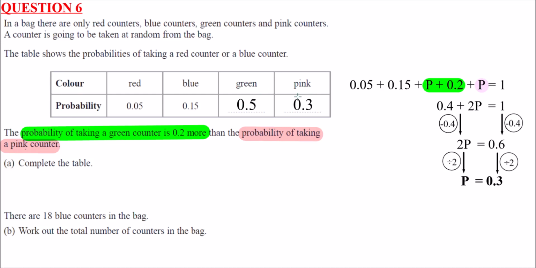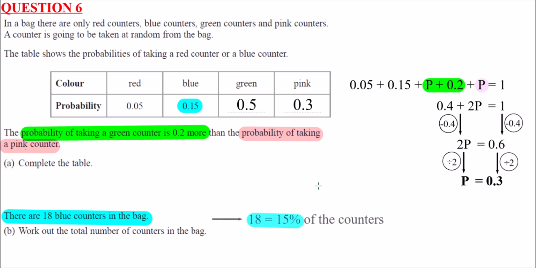For part B, we're told that there's 18 blue counters in the bag, but the probability of picking a blue counter is 0.15. So what this means here is that actually the 18 blue counters, because there's a 0.15 chance of picking them, 18 must be 15% of the counters. So 18 counters is 15% of the total. We can now scale from 15% up to what 100% is to get the total number of counters. So I could work out what 1% is by dividing both sides of this by 15. So if I do that, 18 divided by 15 is 1.2.